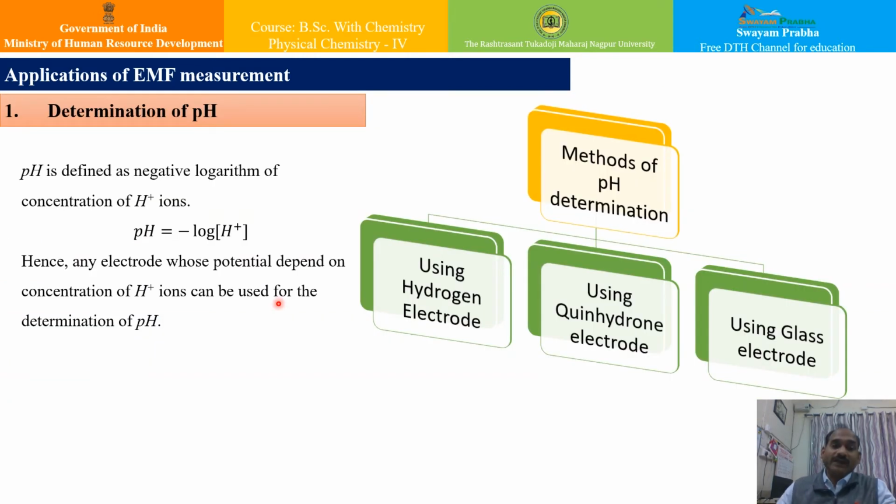So among the applications of EMF measurement, one of the major applications is determination of pH. Now we know what pH is. It is given by this formula: pH is equal to negative logarithm of H plus ion concentration. Now there are various methods of pH determination. We can determine the pH using the hydrogen electrode. I can also determine it using the quinhydrone electrode. I can also determine it using the glass electrode. There are other ways as well, but using these electrodes individually, let us see how pH can be determined with the help of EMF measurements.